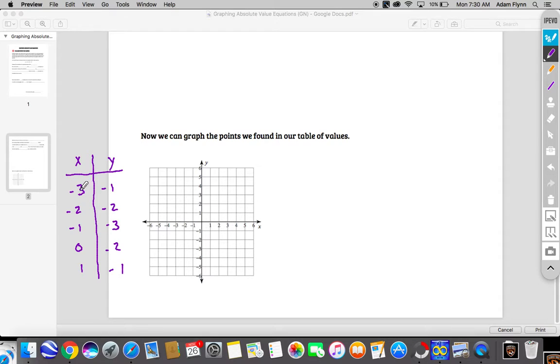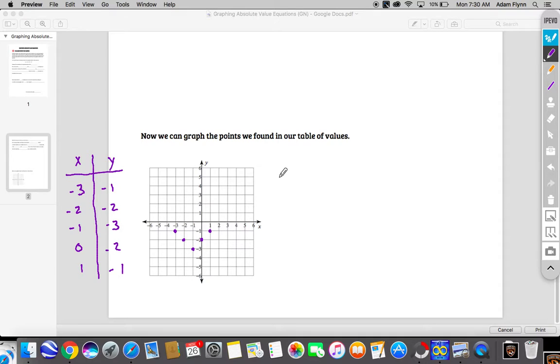Okay, so I'll graph the point negative 3, negative 1. Okay, so I go negative 3, negative 1, negative 2, negative 2, and then negative 1, negative 3. Okay. 0, negative 2, so I'm at 0, I go down 2, and 1, negative 1, so I'll go over 1 and down 1. Okay.